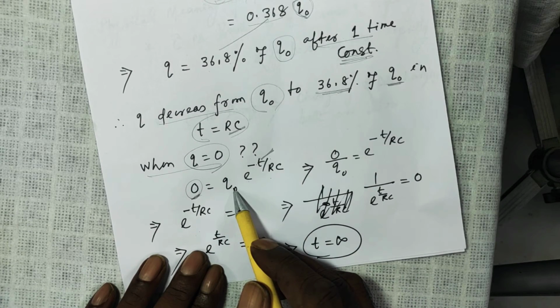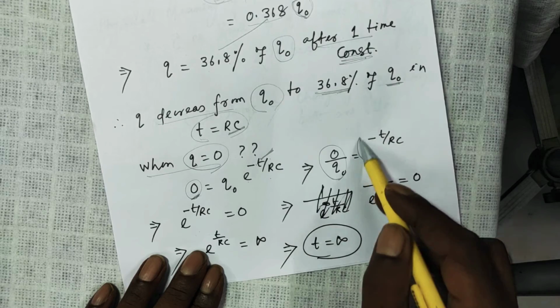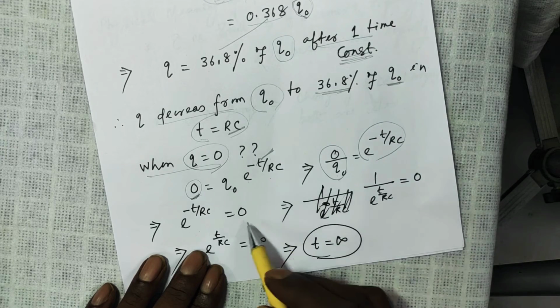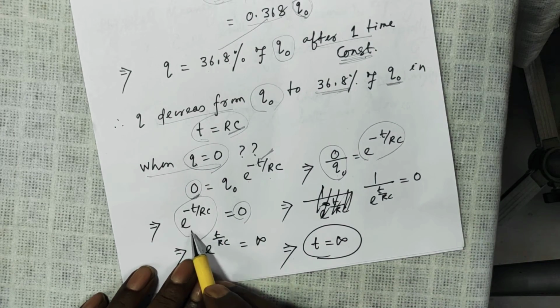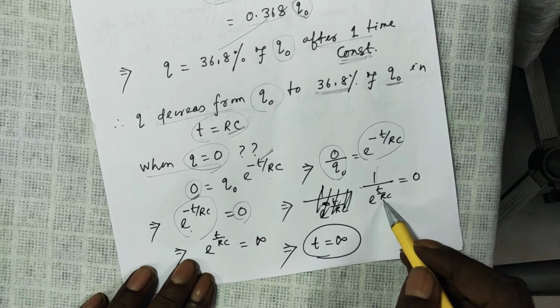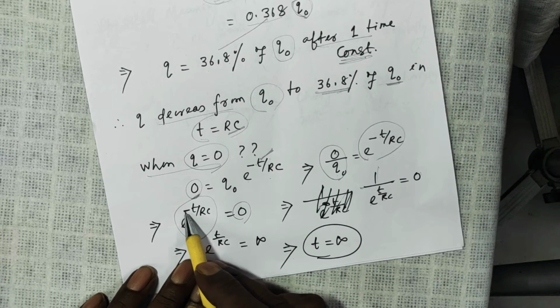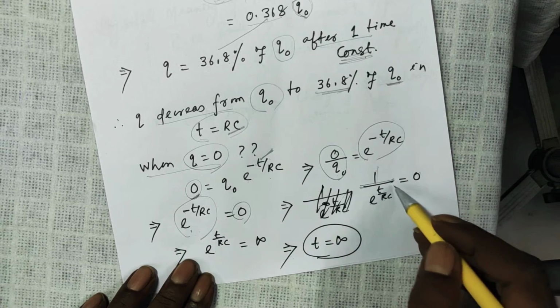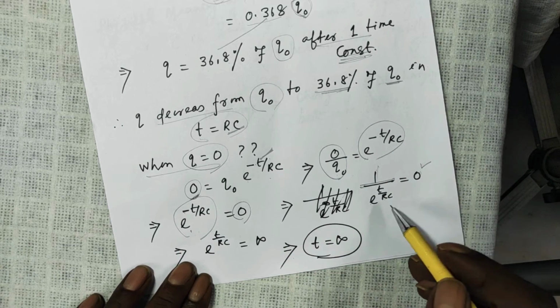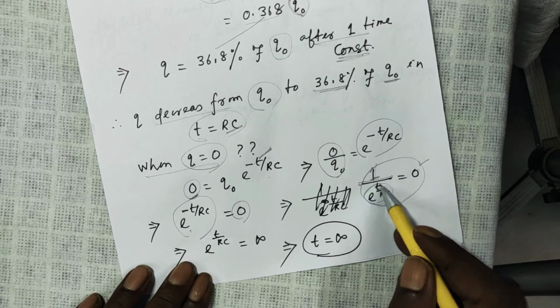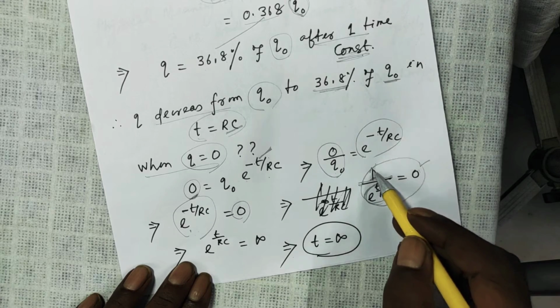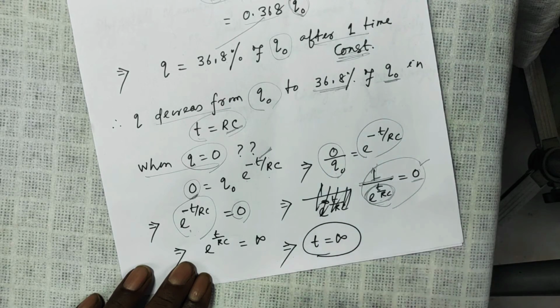Now this q naught, when multiplied here, comes to this side and is divided. So I am left with 0 divided by something, which is 0. So e to the power minus t by RC is equal to 0. This can be written as 1 over e to the power t by RC being 0. Now when will this be 0? Here 1 is in the numerator. So if the denominator becomes infinite, then 1 divided by infinite will be 0.